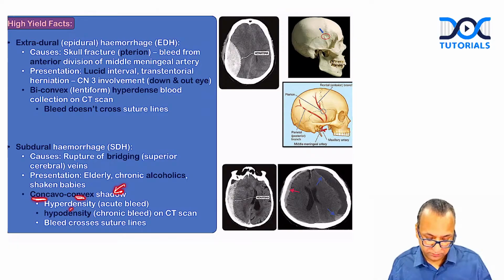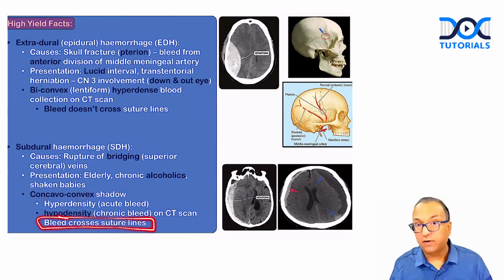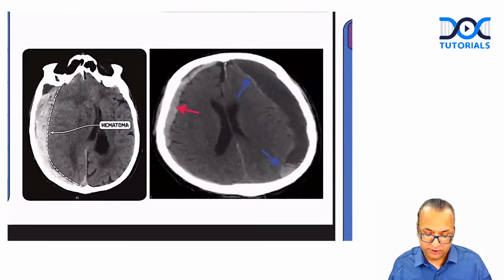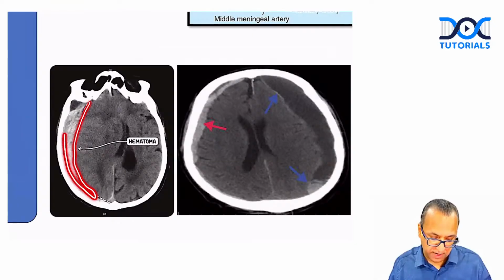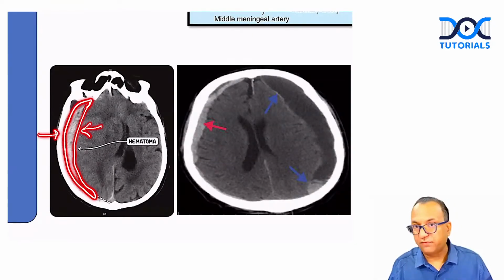Concavo-convex shadow, hyperdense if it is acute, and hypodense if it is chronic. And this bleed can cross the suture line because it is under the dura mater. So as you're talking about subdural hemorrhage, it could be an acute bleed, hyperdense shadow, crossing the suture line, convexo-concave shadow, subdural hematoma, bridging veins. All of these are MCQs.